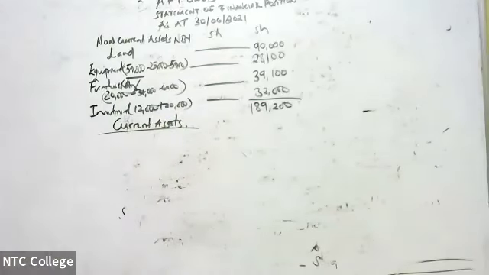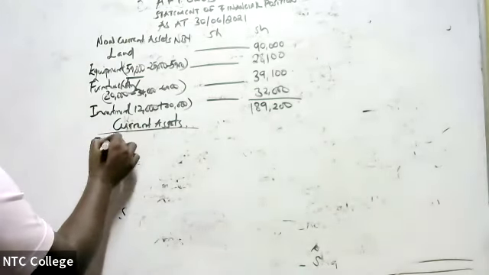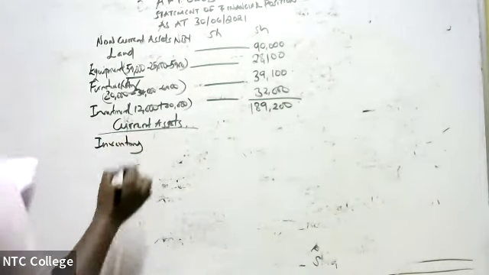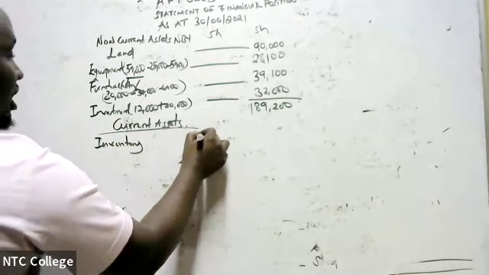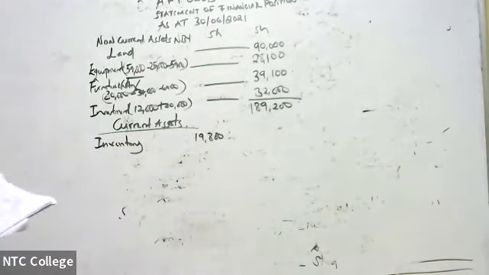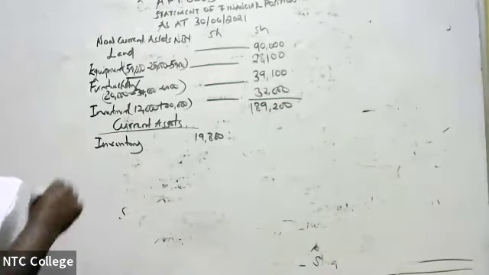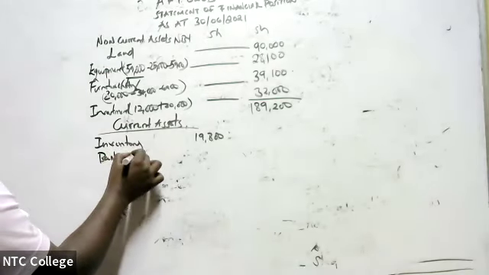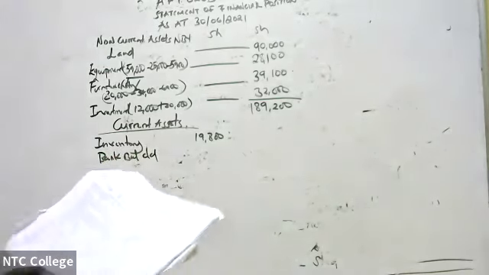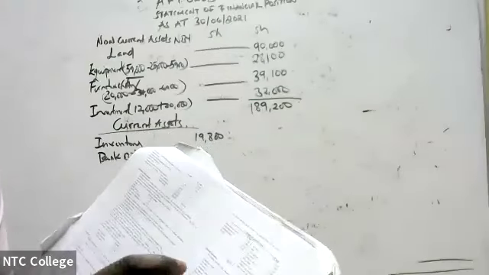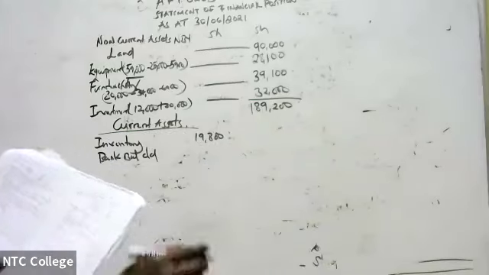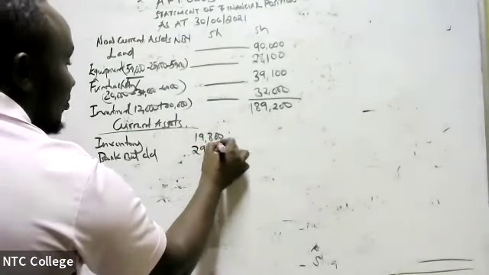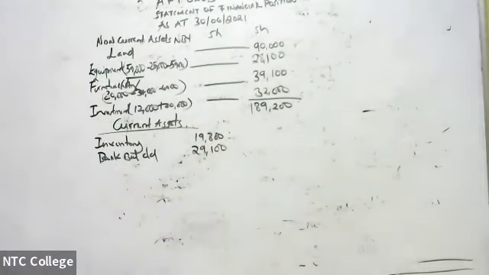Current assets. The first one that we have is inventory, that is inventory at the end. So inventory should be a figure of 19,800. Then bank balance, current down. The bank balance is 4,500, but current down, angalia receipted payment. So the balance current down for the bank should be 29,100. Sawa.